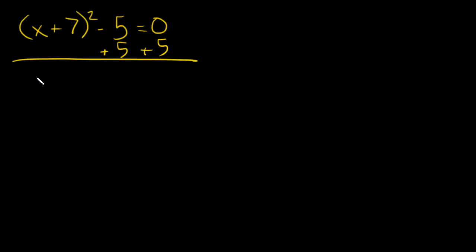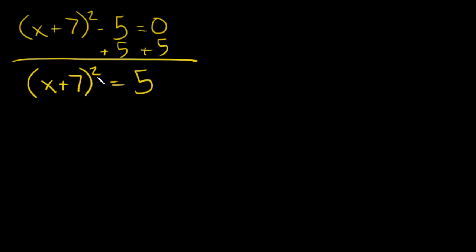Let's try x plus 7 quantity squared minus 5 equals 0. Okay, so we've got our equation here where we have a squared piece and a non-squared piece. What we want to do is isolate the squared side, so I'm going to add 5 to both sides in order to isolate it. When I do that, I have x plus 7 quantity squared equals 5.